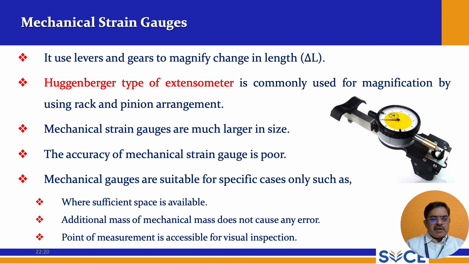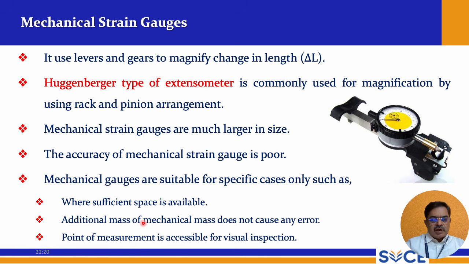So this is the mechanical strain gauge. It uses levers and gears to magnify the change in length, that is the delta L. The Hugenberger type of extensometer is commonly used for magnification by using a rack and pinion arrangement. So mechanical strain gauges are much larger in size. The accuracy of a mechanical strain gauge is normally limited and poor, and mechanical gauges are suitable for specific cases only, such as where sufficient space is available. So it occupies more space.